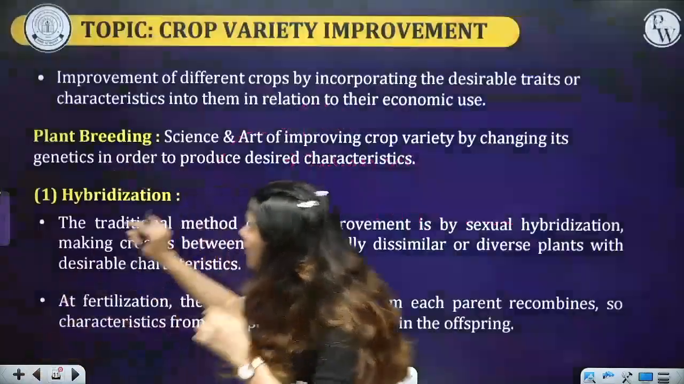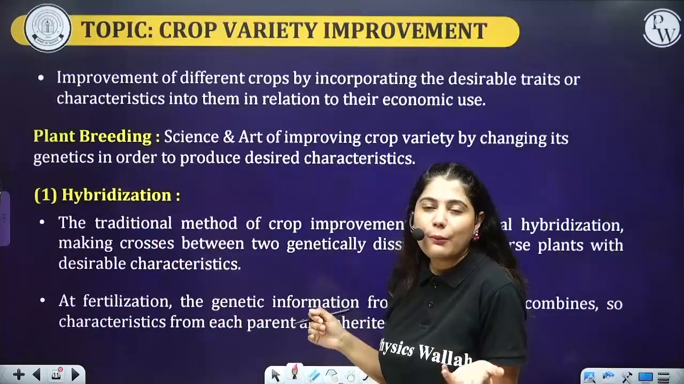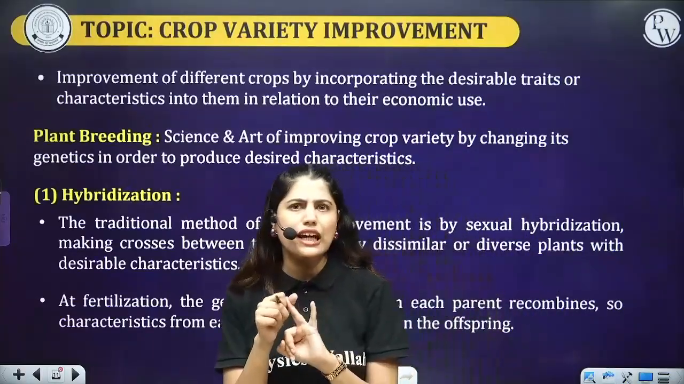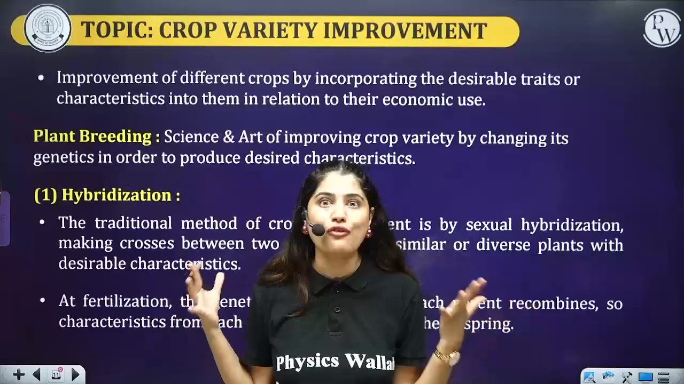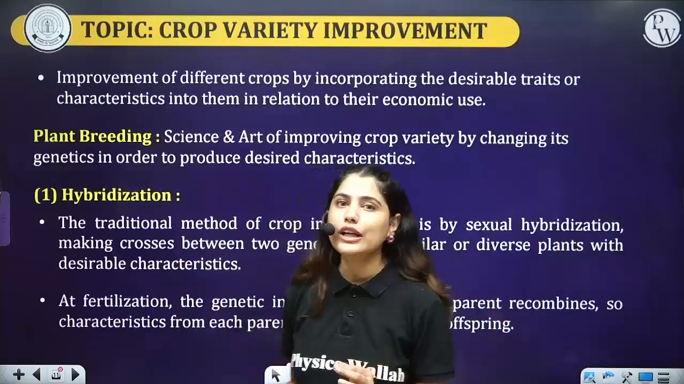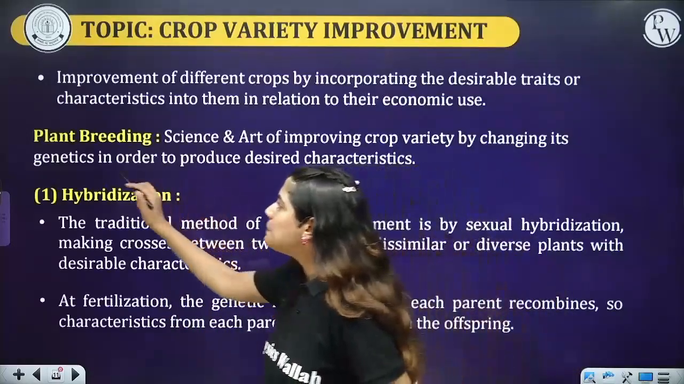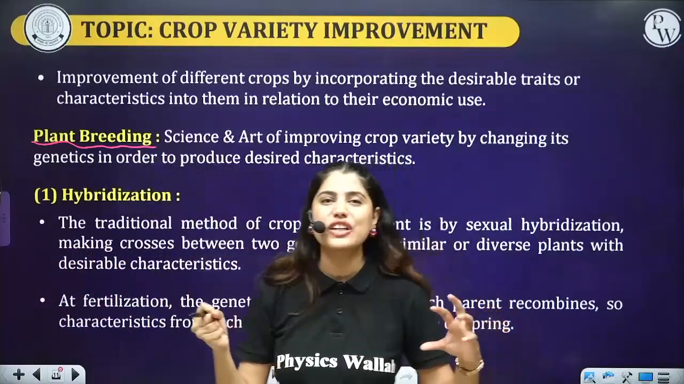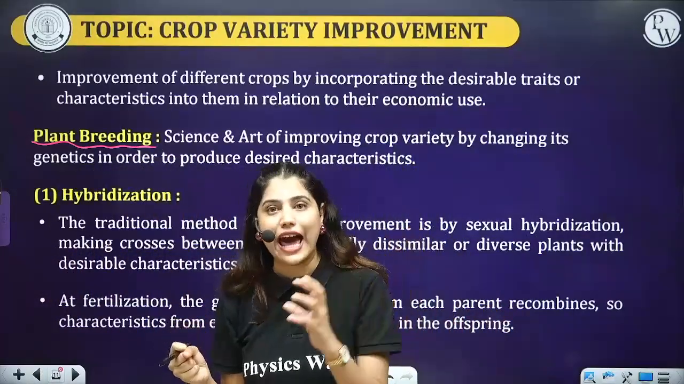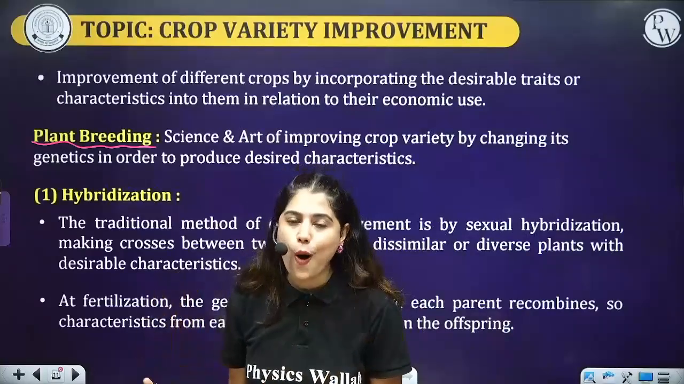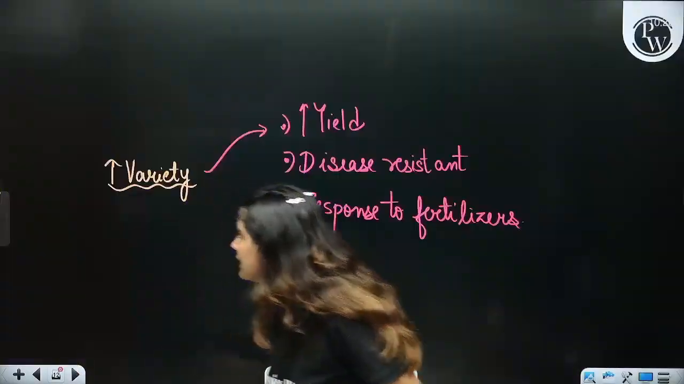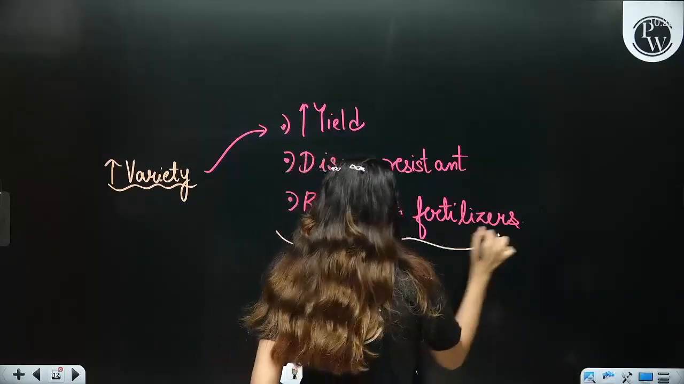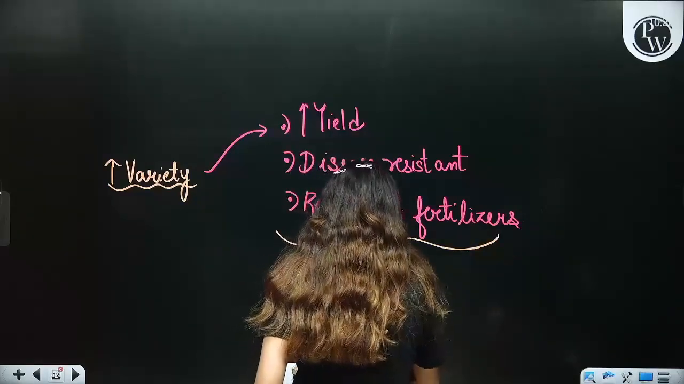But that was about the variety. But how are we doing that? Okay, we get it. We want to increase the yield. We want to make it disease resistant. But how are we doing it? We are doing it by a method called plant breeding. So plant breeding is a method where we are incorporating desired characters into the crops. Right? What are the desired characters? These are the desired characters.